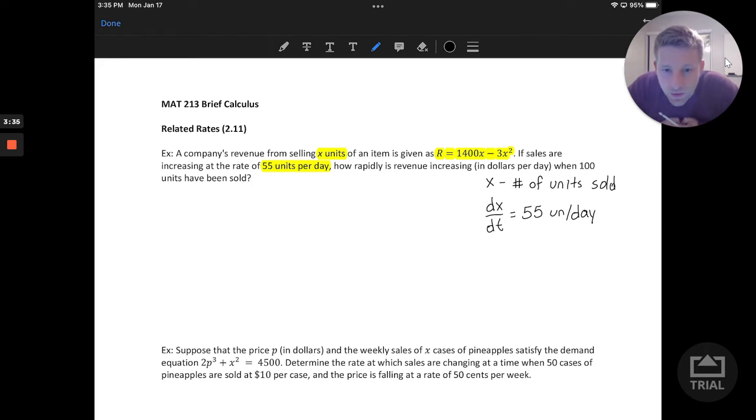And we're asked the question, how rapidly is revenue increasing in dollars per day? So revenue, how that is increasing, or the rate of change of our revenue, we can do that in a derivative format and say that that's going to be dR/dt, the derivative of the revenue with respect to time. And again, we don't know this. That's what we're going to go out and solve for. But we know this is going to be measured in dollars per day.